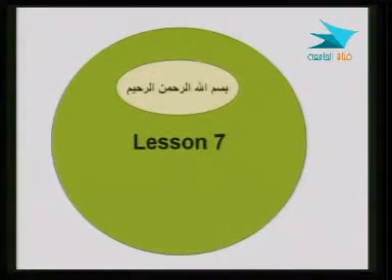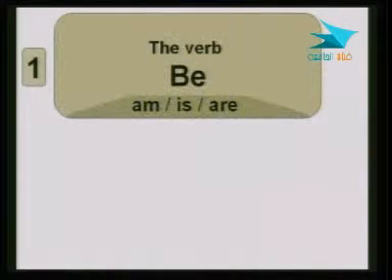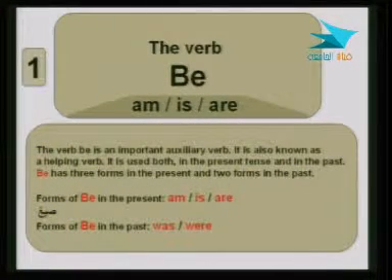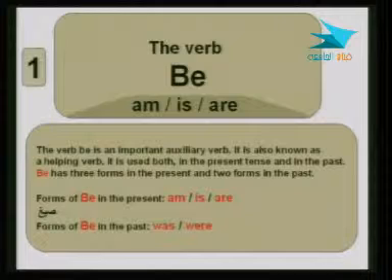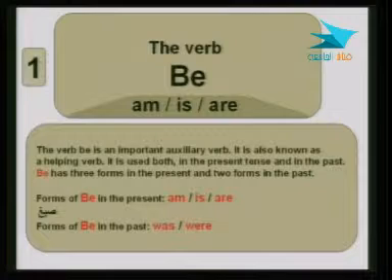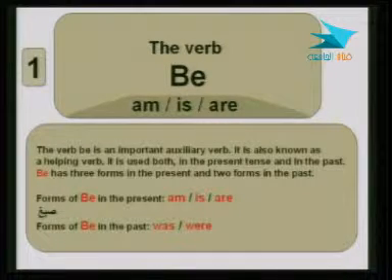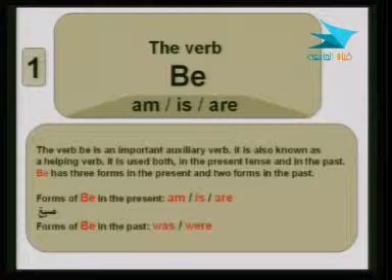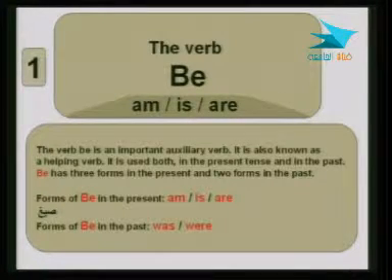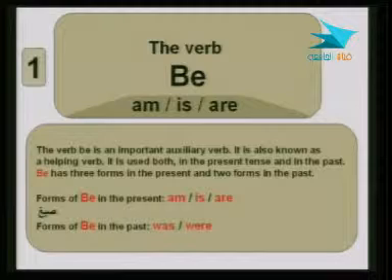All right? So, Bismillahirrahmanirrahim. And it's lesson 7. Today's lesson is about the verb be. The verb be with its forms am, is, are in the present tense. And the verb be, okay, this is the definition or some explanation about it. The verb be is an important auxiliary verb. It is important, okay, because it links the subject and the complement.